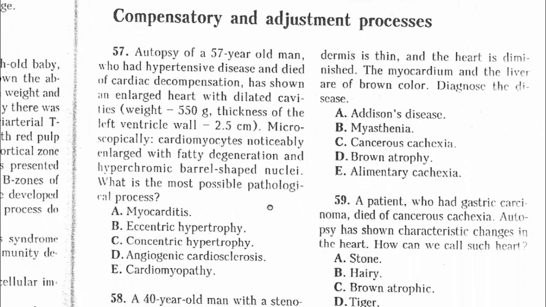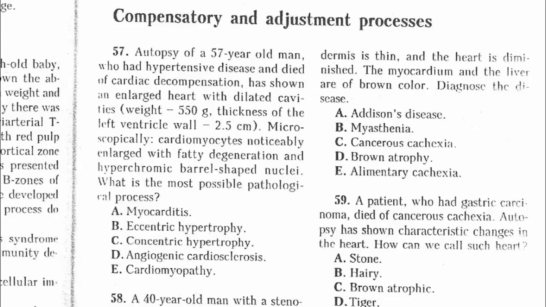Autopsy of a 57-year-old man who had hypertensive disease and died of cardiac decompensation. Cardiac decompensation has shown an enlarged heart with dilated cavities. Microscopically, cardiomyocytes are noticeably enlarged with fatty degeneration and hyperchromic barrel-shaped nuclei. What is the most possible pathological process?